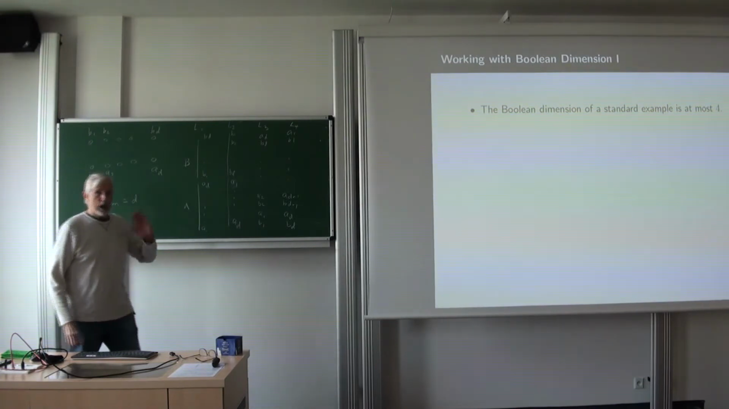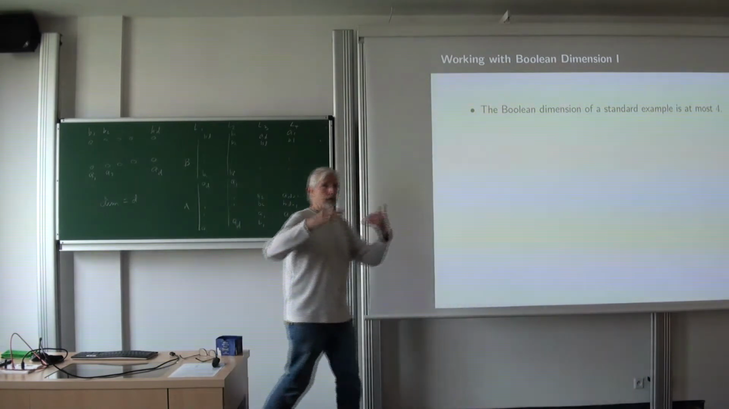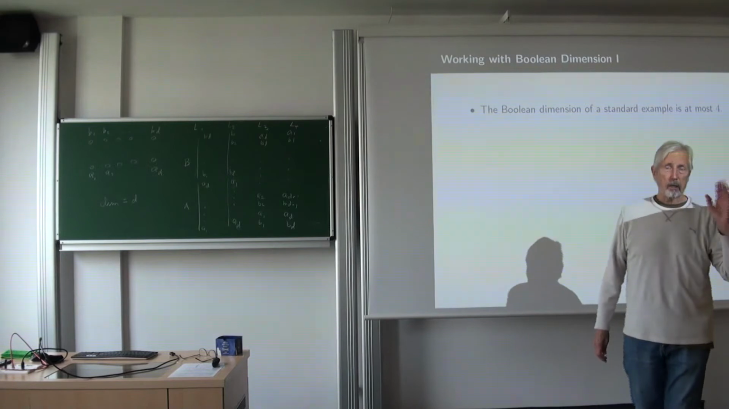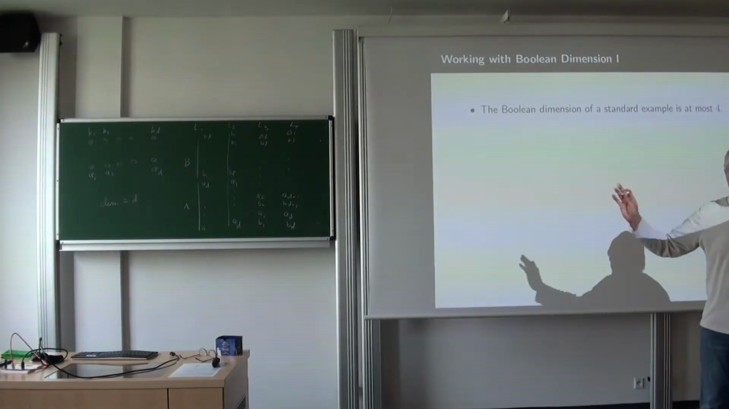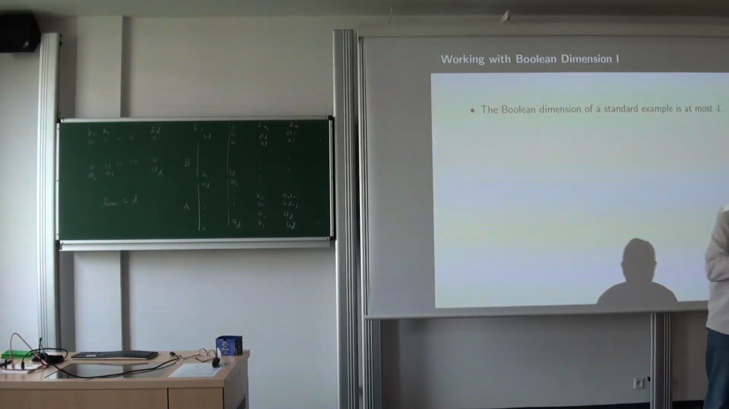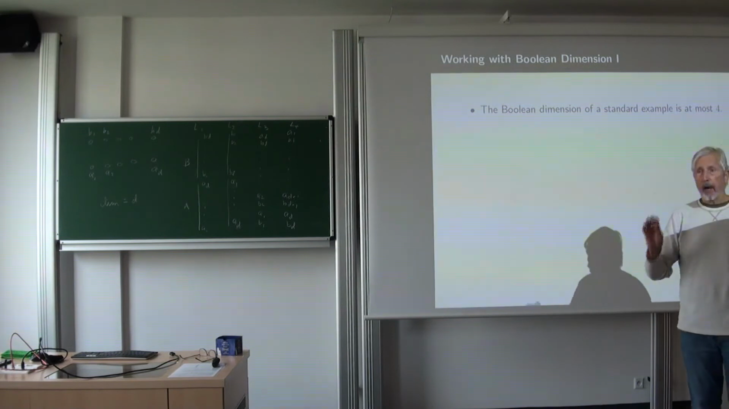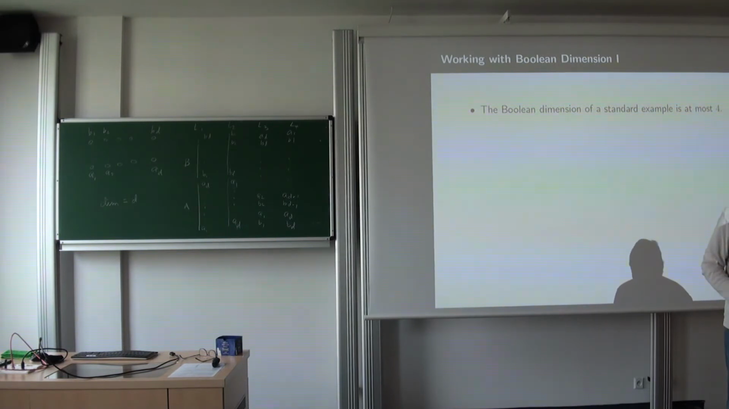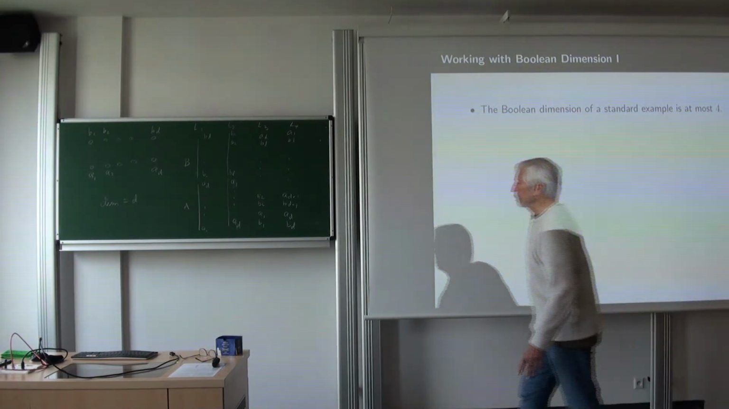Okay. So now, let's just pause and see if you're thinking ahead. I'm claiming that these four linear orders, with an appropriate choice for the partition, yes, no, verifies that the standard example has Boolean dimension at most four. Who can tell me what's yes and what's no?